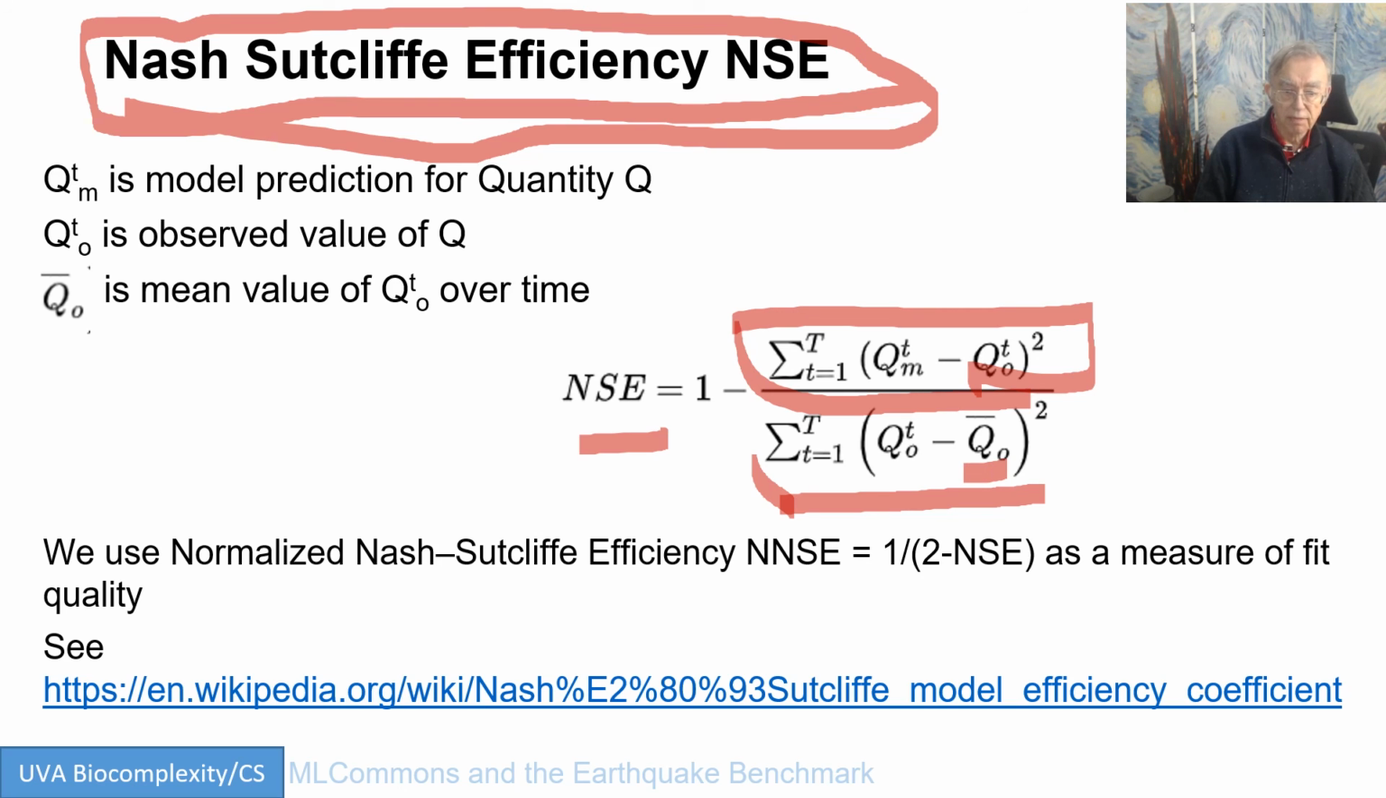So a Nash-Sutcliffe efficiency of 0 would mean that the model was doing as well as predicting the mean. That's not very good. So NSE of 0 is not a good idea.